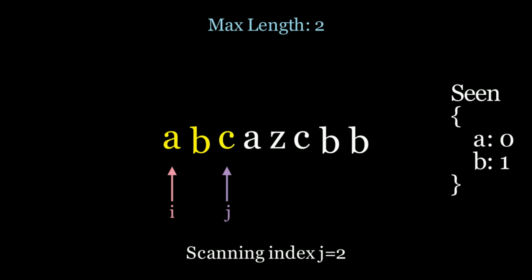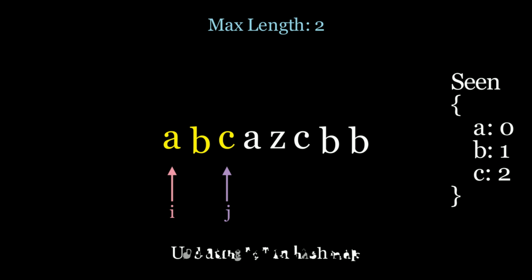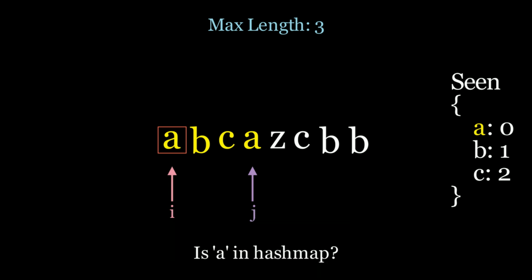Now move j along to c. Is c in the hash map? No, it's not. So add it to the hash map. And let's update the max length to 3, ABC. Now move j along to a. Now this is where it gets interesting, right? Is a in the hash map? It actually is. And I have seen a before at index 0.